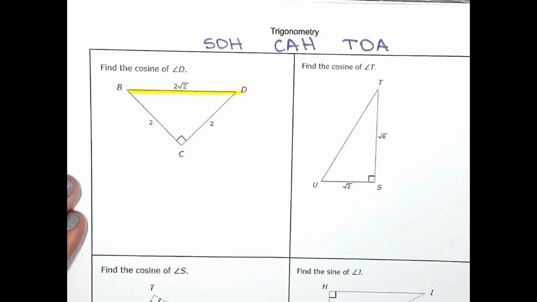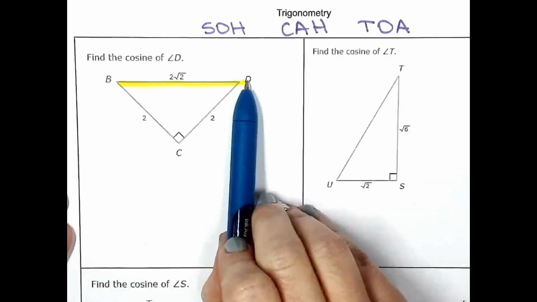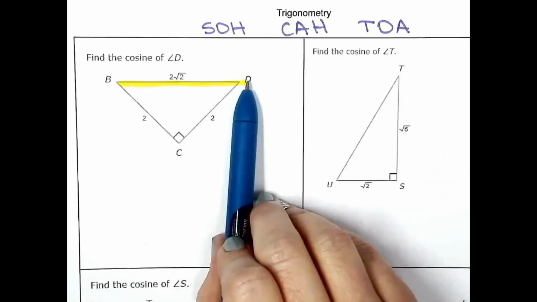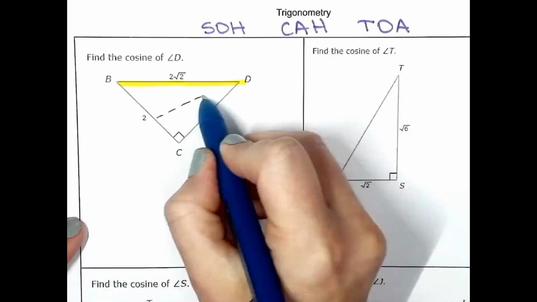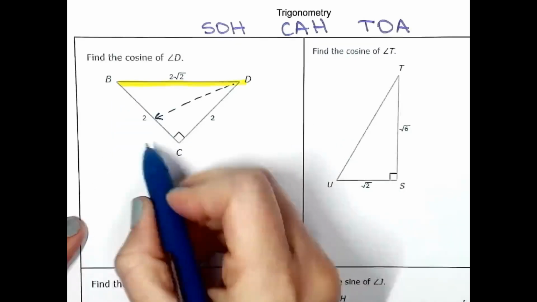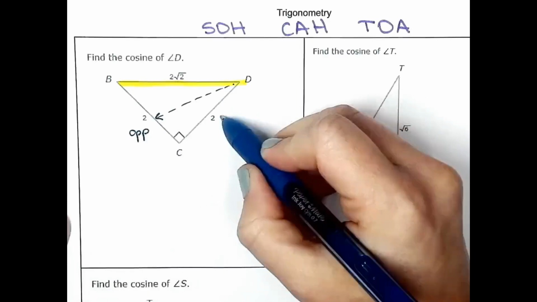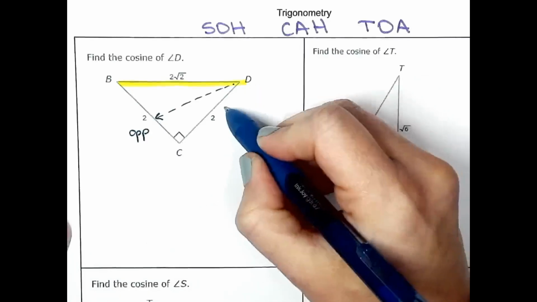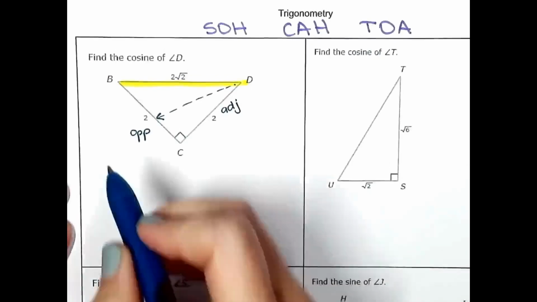We're trying to find the cosine of angle D. Angle D is this angle right here. So I'm going to label everything on the triangle in relationship to angle D. On the other side of angle D, I have this side, which is opposite to angle D. And the side right next to angle D is the adjacent side. Okay?